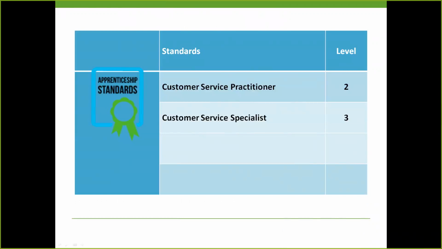So today we're going to specifically focus on two standards. We're going to focus on Customer Service Practitioner, which is a Level 2 standard. Now that standard actually was approved for delivery in July 2016. It only seems like yesterday. And that standard is typically of a duration of around 12 months. So apprentices on this programme are on programme for around 12 months.